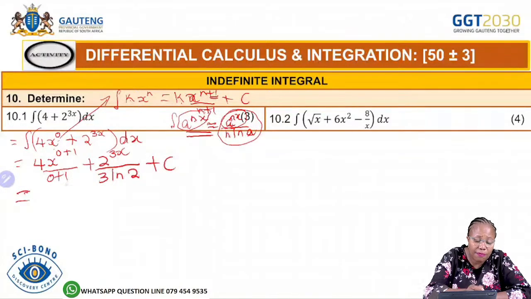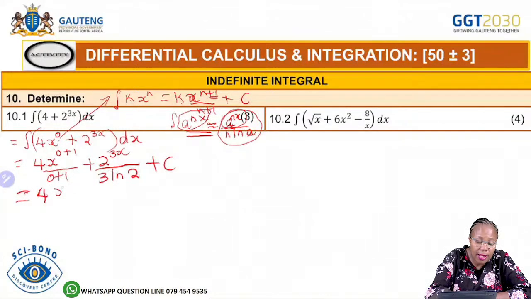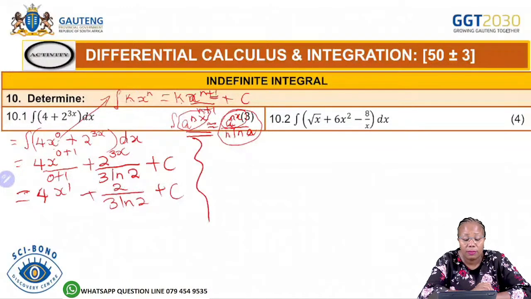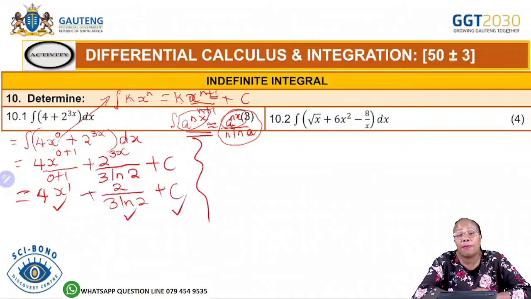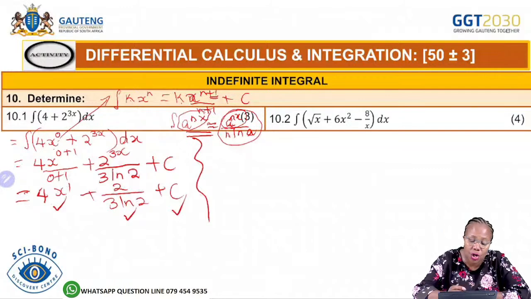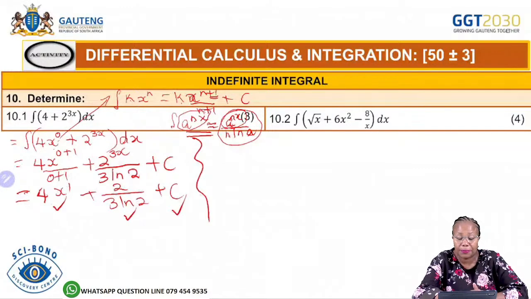Let's just simplify this part here. It will be 4, and then x to the power 1 over 1 is still the same thing, plus 2 to the power 3x over 3 ln 2, plus c. So that is the answer. It's 3 marks: one for the first term, one for the second, and one for the plus c there. If you don't put plus c, it is a notation error, and integration will take 1 mark from that.